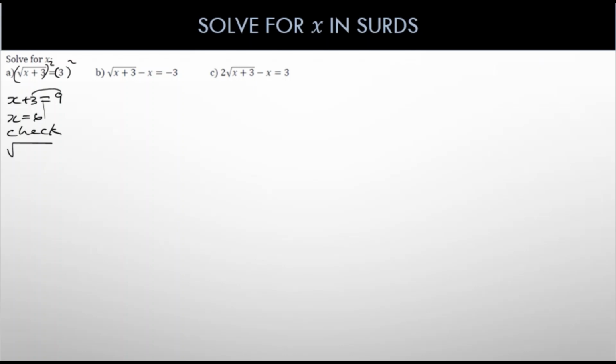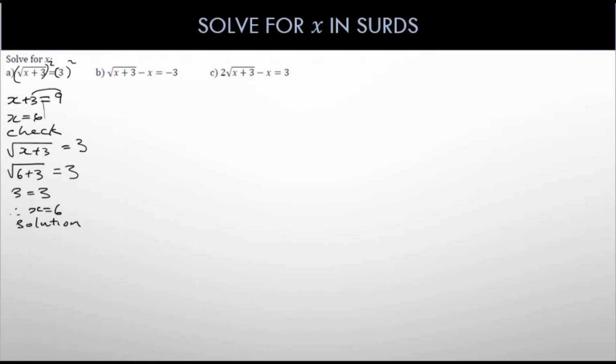And then if we check, remember we had root x plus 3 is equal to 3. We are saying that x is equal to 6, so it's going to be root 6 plus 3 is equal to 3. So 6 plus 3 is 9, and then the root of 9 is 3, so 3 is indeed equal to 3. Therefore x is equal to 6 is a solution. So very simple. And for the second one, we have root x plus 3 minus x is equal to negative 3.